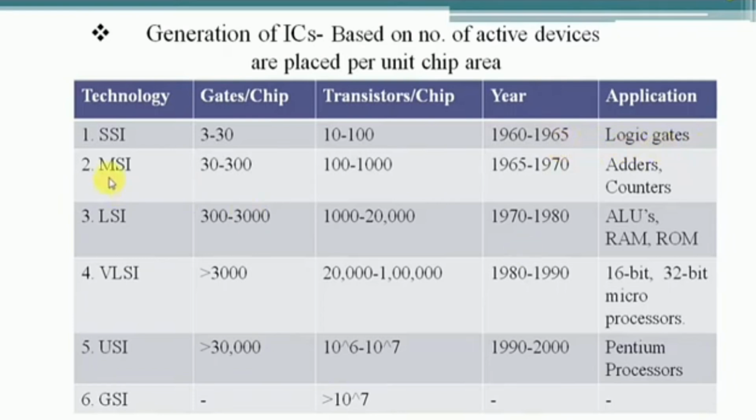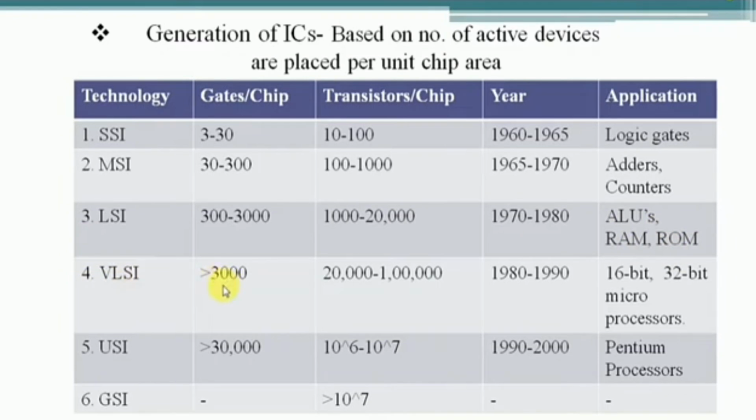The second one is medium scale integration. In this, 30 to 300 gates are used, which includes 100 to 1000 transistors per chip, and it was introduced and used in 1965 to 1970, with applications such as adders and counters. The third one is large scale integration. Here 300 to 3000 gates, which includes 1000 to 20,000 transistors, are used. It was introduced in 1970 to 1980, and the applications are arithmetic logic unit, RAM and ROM.